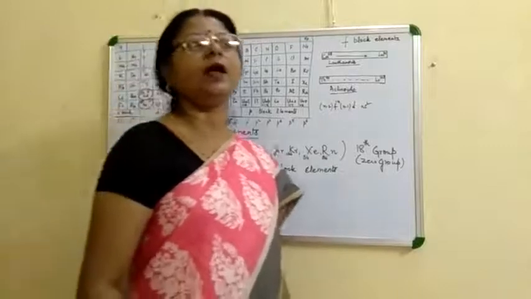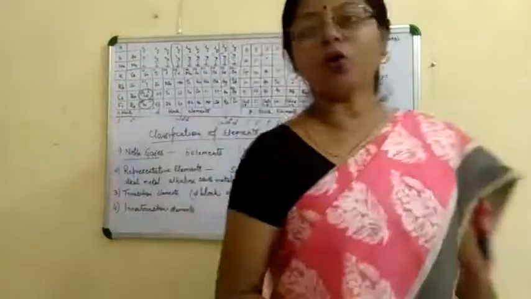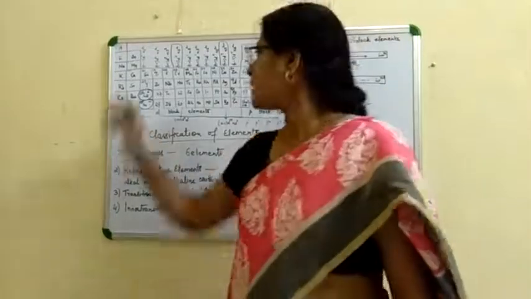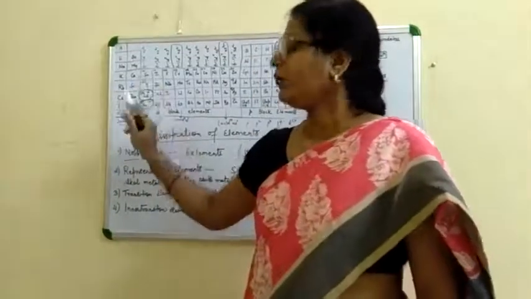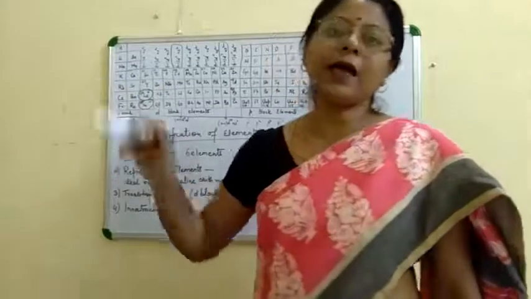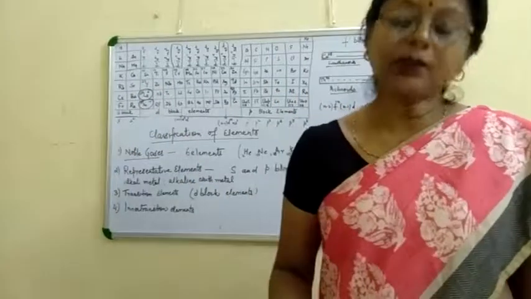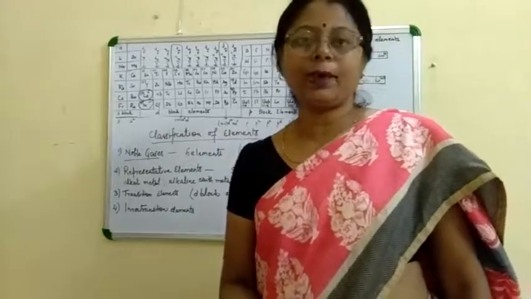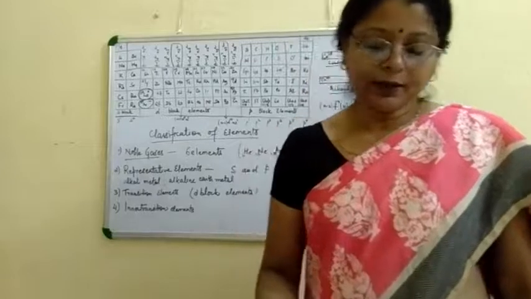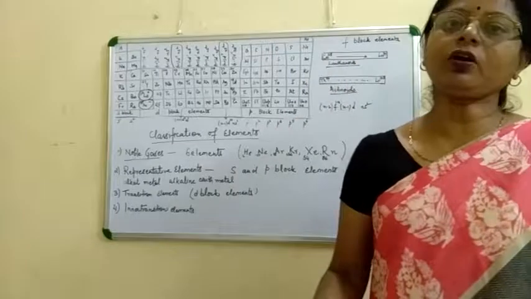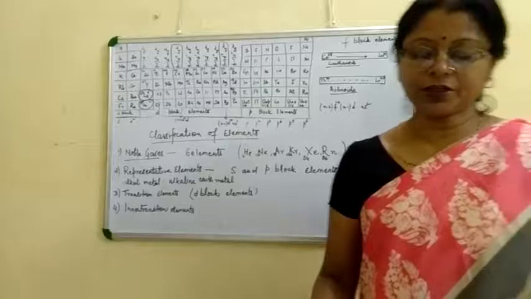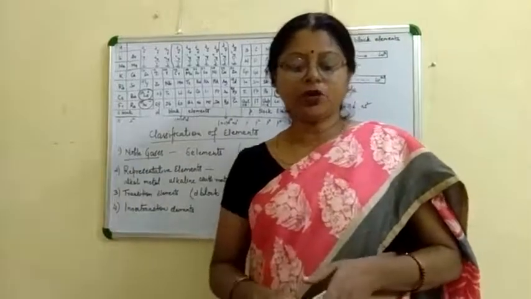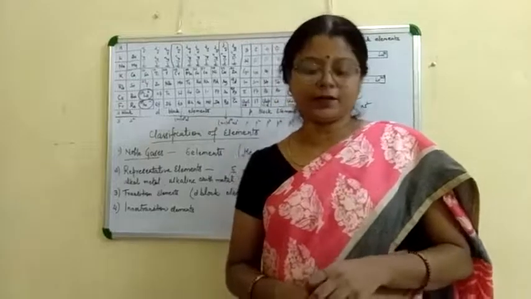The next elements are known as representative elements. Representative elements are s and p block elements. s block means first group elements and second group elements are known as s block elements. First group elements are also known as alkali metals, and second group elements are known as alkaline earth metals. They are mostly white or greyish white lustrous. They are soft, malleable, ductile and good conductors of heat and electricity.